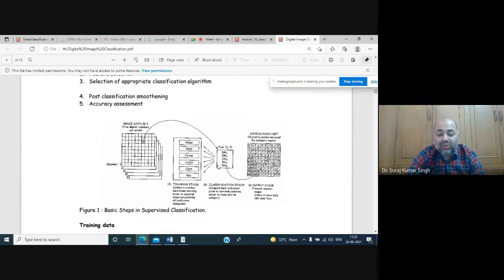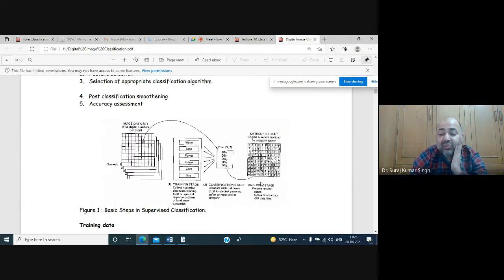So first, in the training stage, we collect the numerical data from the training area on the spectral response curve of land use, land cover categories. In the second stage, we classify and compare each unknown pixel to the spectral patterns and assign it to the most similar category. These are a few samples. In the first stage, we have taken samples of a few classes. Now those samples of a few classes will be taken as the sample set for classifying the other unknown pixels.